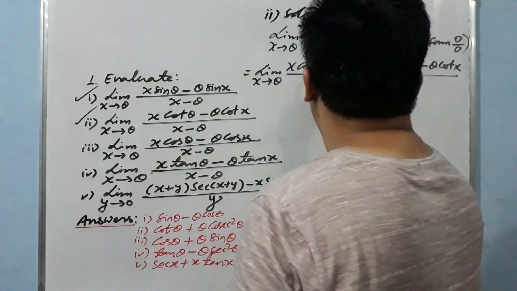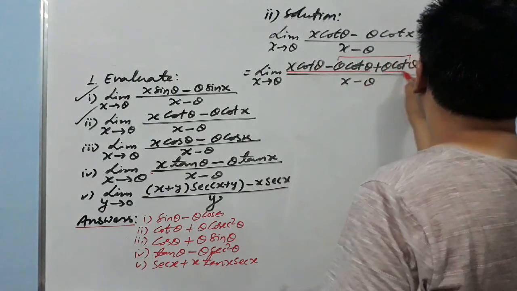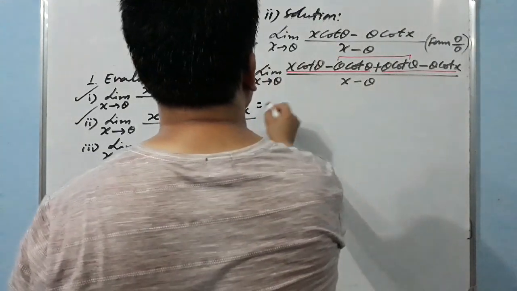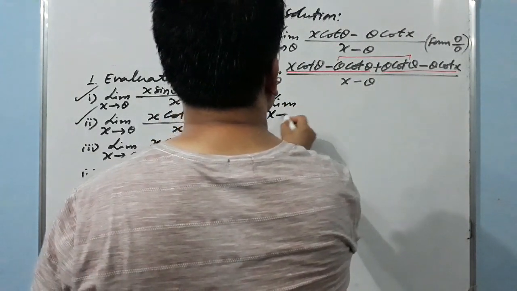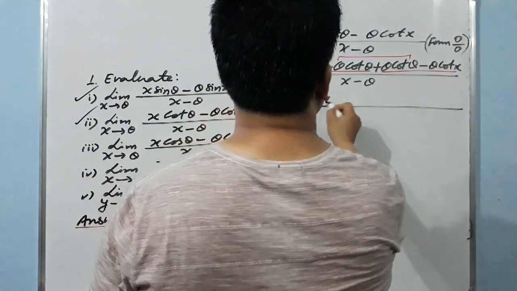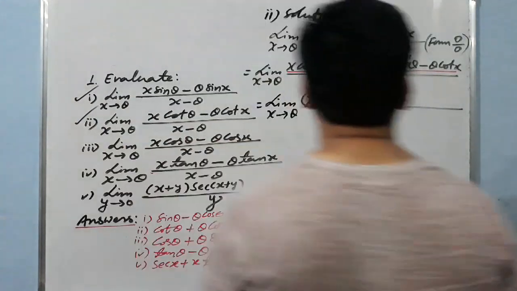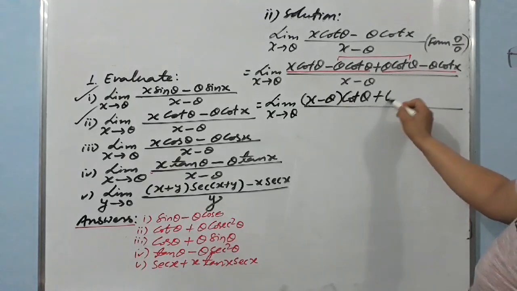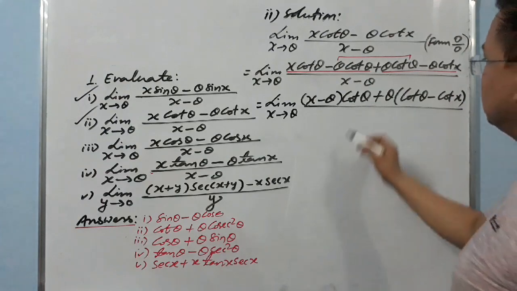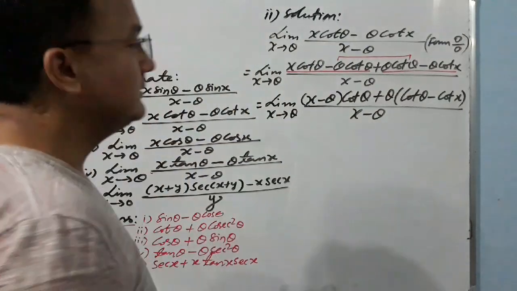Alright, now we have to take cot theta common from here, and from here theta common. The same method we can use. Is equal to limit as x tends to theta, (x minus theta) cot theta plus theta, and inside the bracket (cot theta minus cot x), over x minus theta. Okay, now let's write down separately.